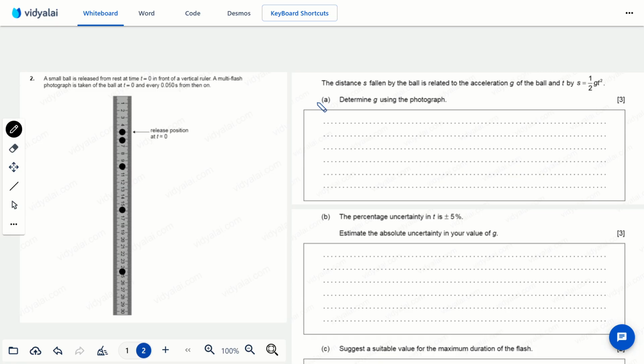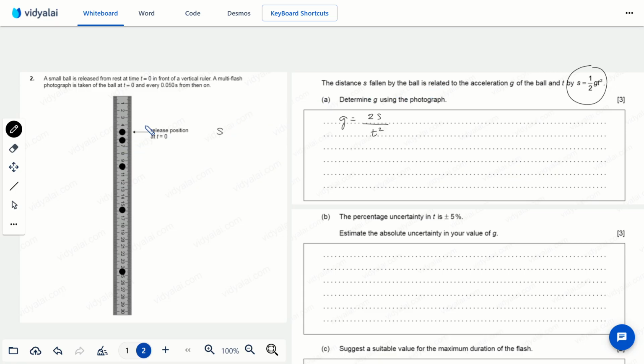The first part of this question asks us to determine the value of g using these photographs, and we're also given this relation. So we can rearrange this relation to get g equals 2s divided by t squared, and we need to find out the value of s and t in order for us to find out the value of g. So what is s? S is the distance through which the ball's fallen.